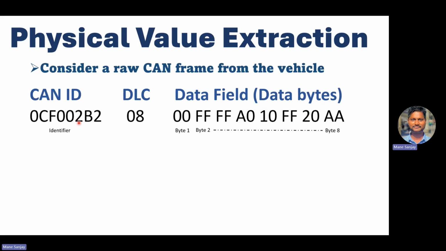This is the value. So imagine without the database file, when you look into your CANalyzer tool, you can just see this identifier and this raw value. You cannot understand what this 0 means, what this FF means, what is this A010. So everything here comes down to the database file. You need to create the database file.